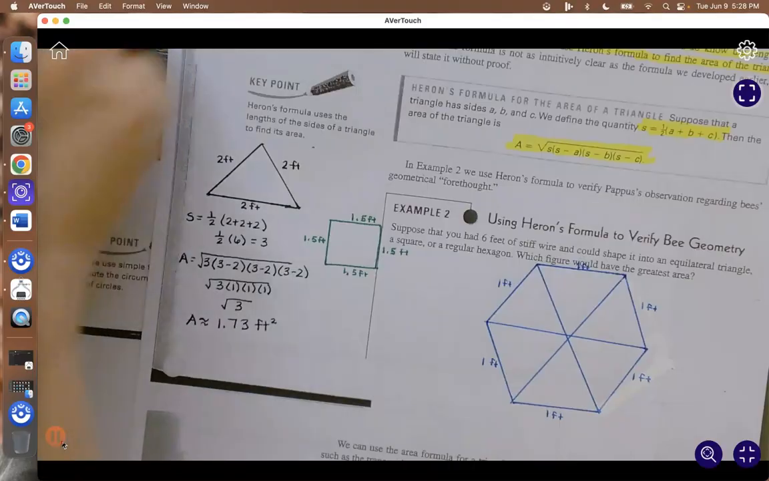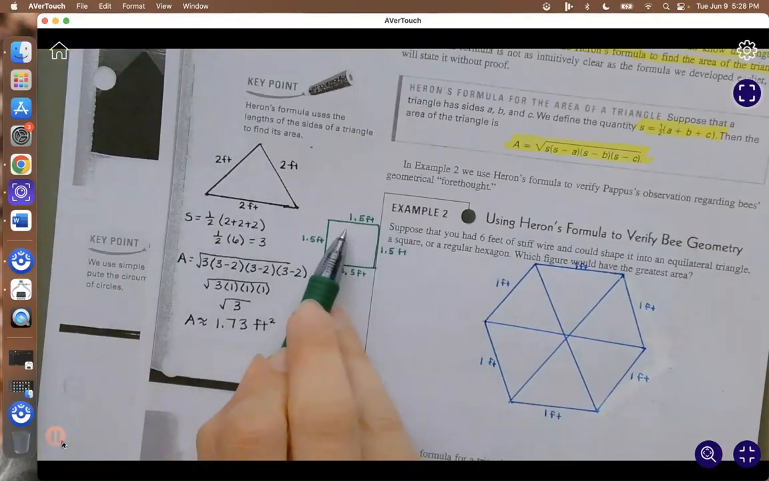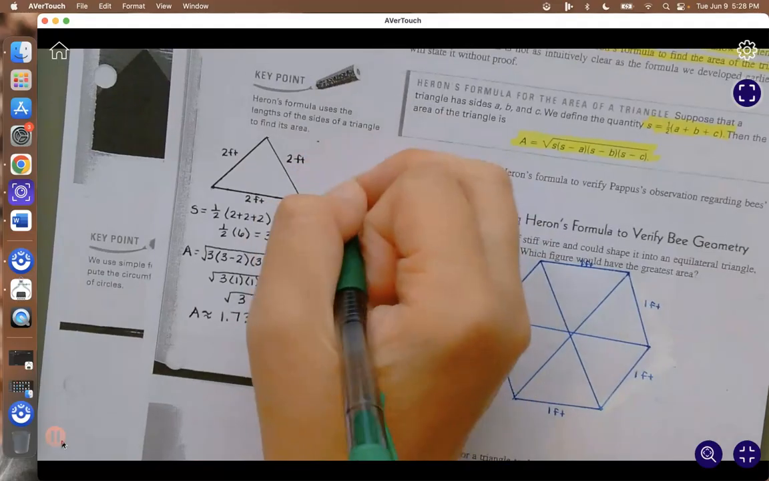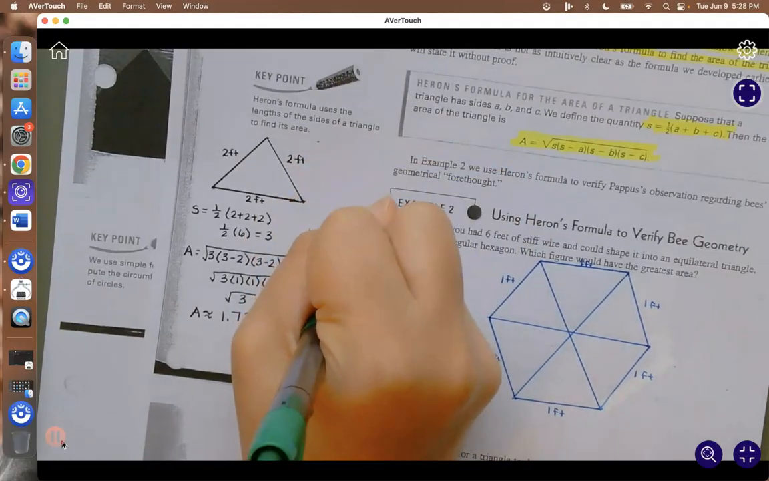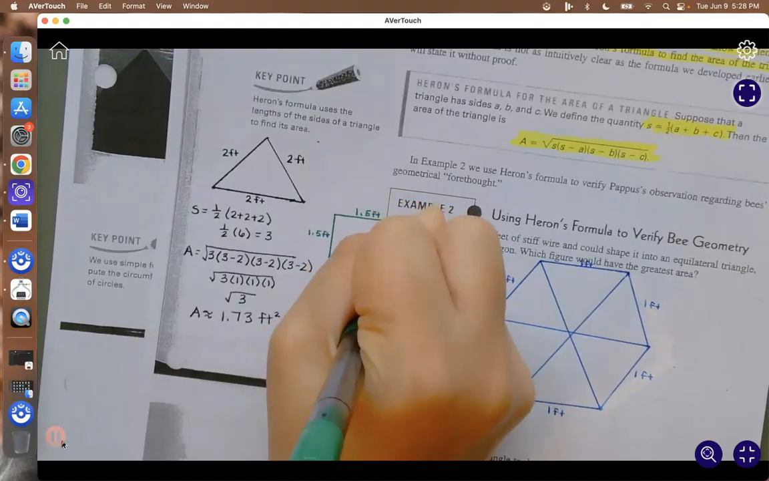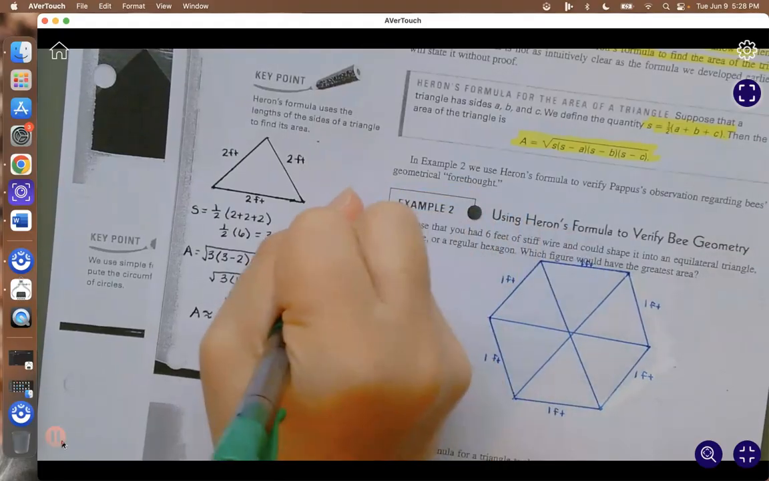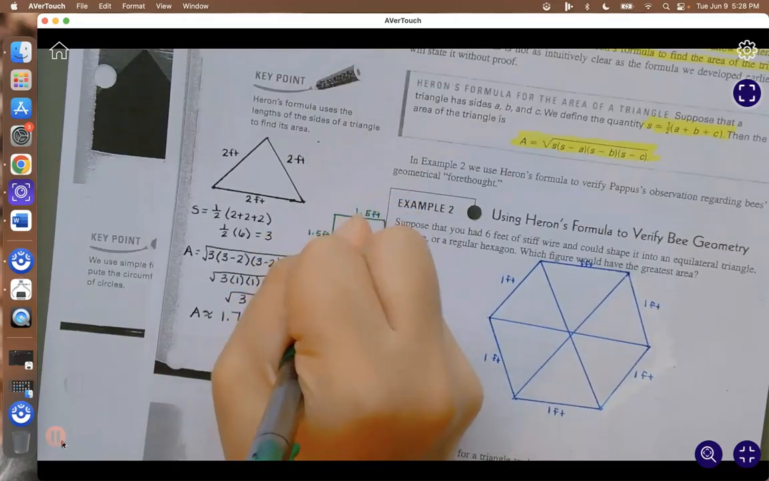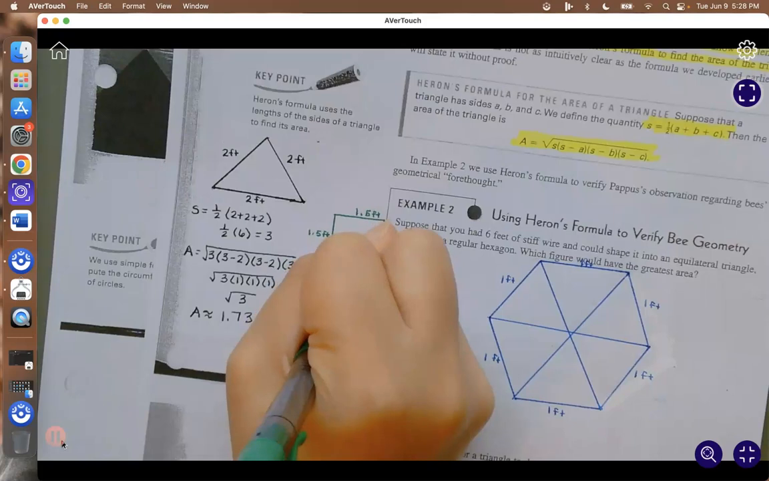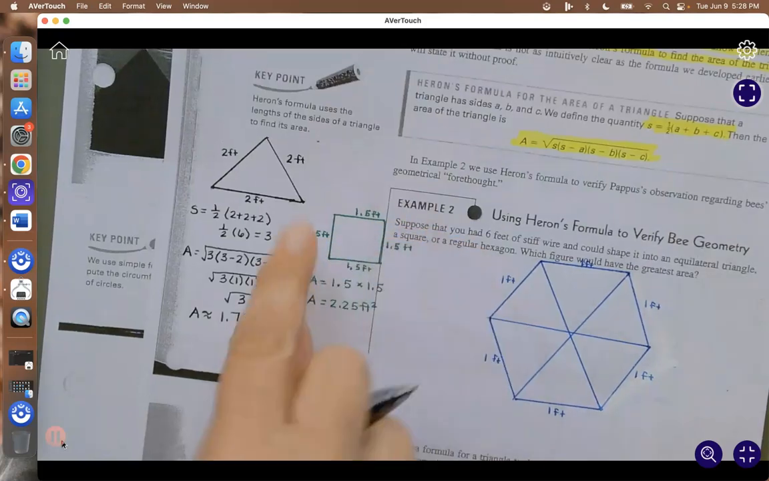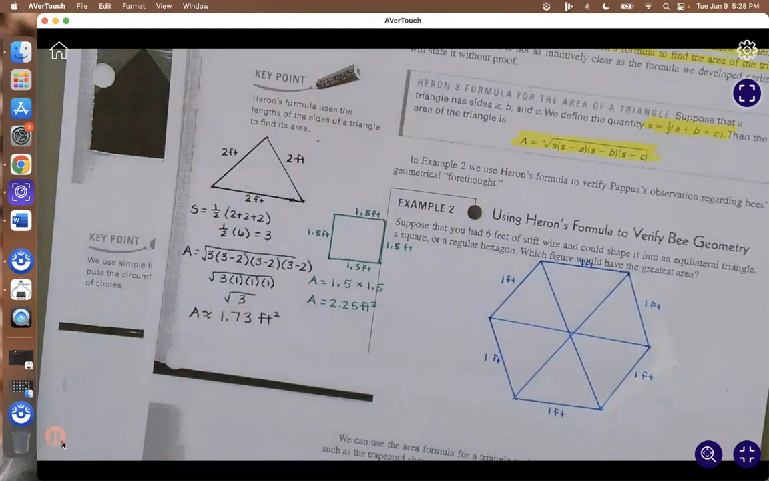Now, we're not going to do Heron's formula for a square, because we can find the area of a square really quickly. It's unnecessary. So we're going to do 1.5 times 1.5. Okay? And the area is 2.25 square feet. So right now, the best figure to use is a square because you get more area out of it.